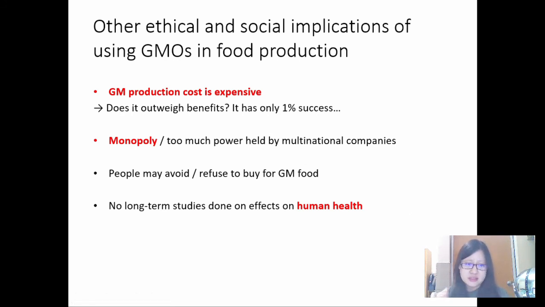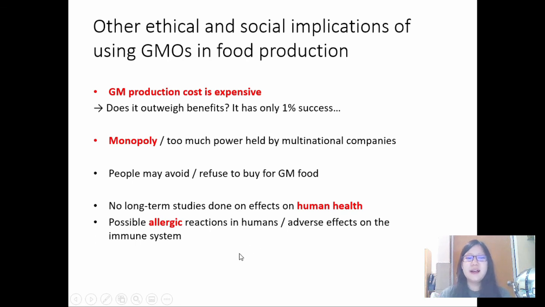But mainly because of this: GM food is, as I said, not that new. It started in 1996, which is just like 25 years from today. That's not a very long time. We don't know the long-term effect on human health, like 50, 100 years. We don't know the effect, and we can't know because we have only planted GM crops for so long. So yeah, there is a huge question mark there. There might possibly be allergic reactions or adverse effects. There might be other effects that are unknown.